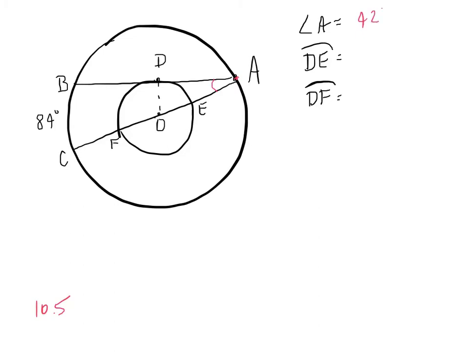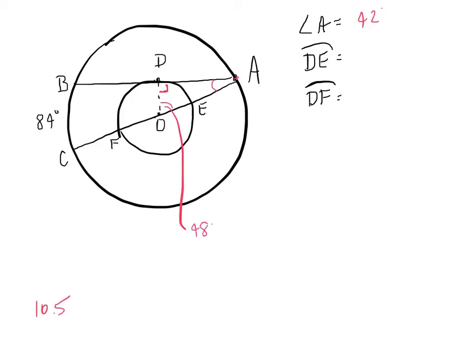We also know that BA is tangent to circle O, to the inner circle. So if we draw a radius from OD to a point of tangency, then we know that we get a right angle there. So if we know that angle A is 42 degrees, and we're looking for the angle in here, we know that that angle is 48 degrees.